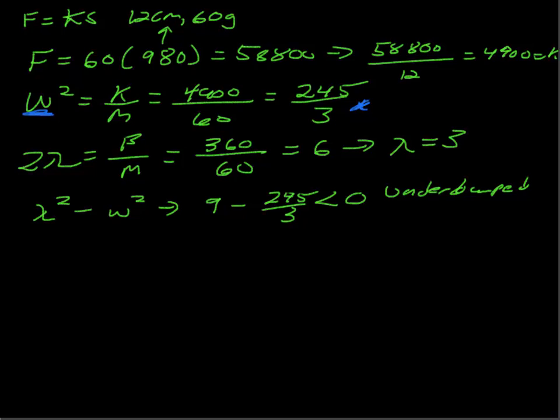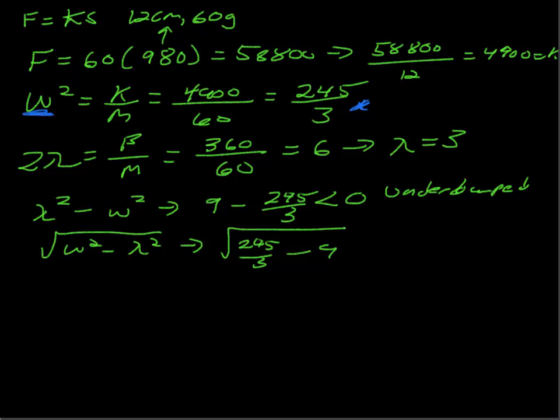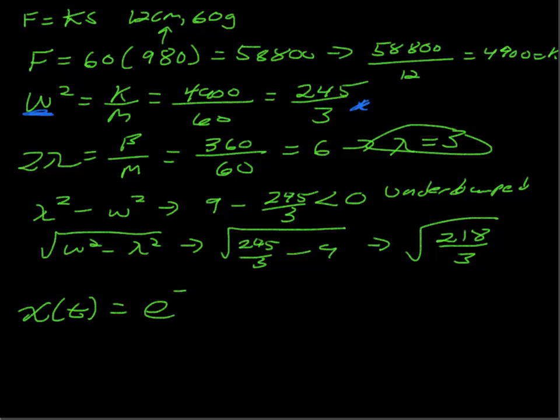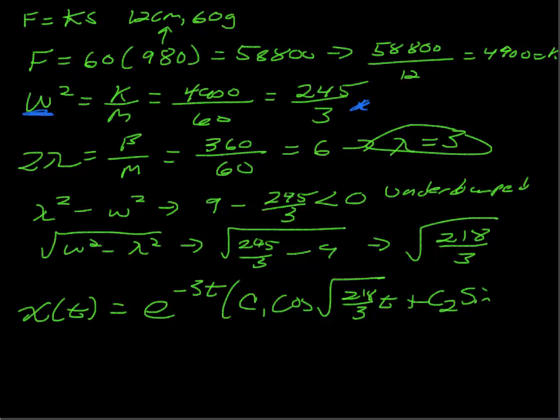And then you use the formula for underdamped. We need to find the square root of omega squared minus lambda squared, which is the square root of 245 over 3 minus 9, which if you do this work, you get the square root of 218 over 3. So x of t, using the formula for underdamping, is e to the negative 3t times c1 cosine of the square root of 218 over 3 t plus c2 sine of the square root of 218 over 3 t. And that's the general formula.